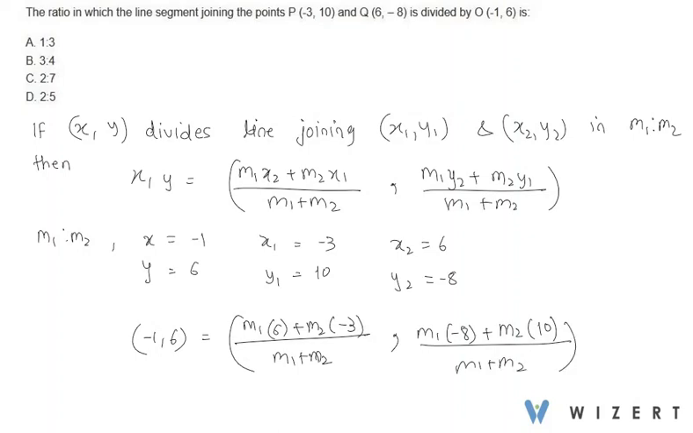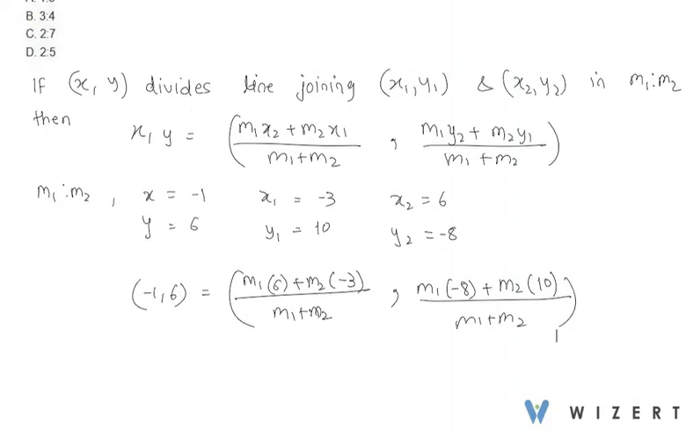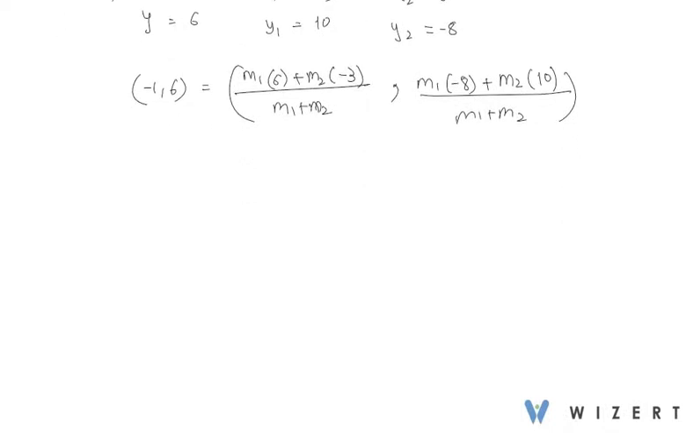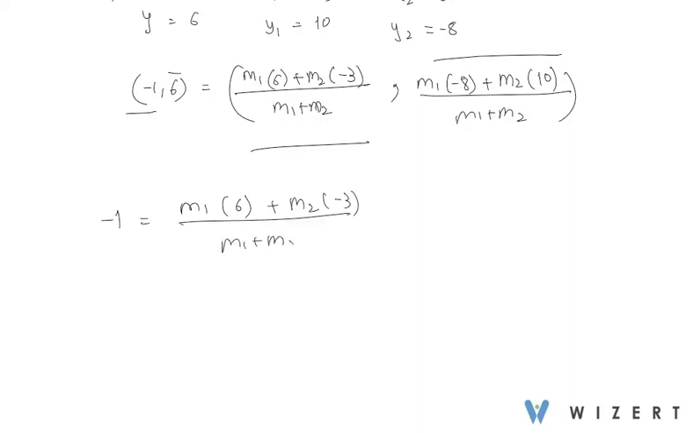Now we can find the required ratio using any of the two coordinates, equating any of the two. So we can equate -1 with this or 6 with this. So let's equate -1 with m1 into 6 plus m2 into -3 divided by m1 plus m2.